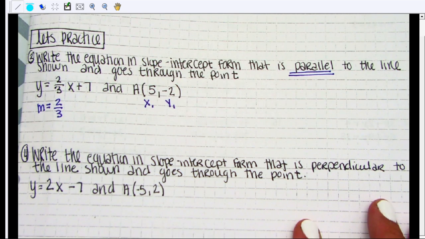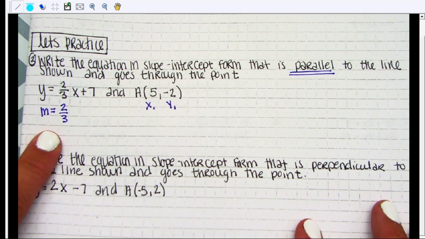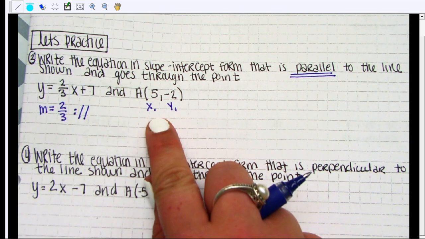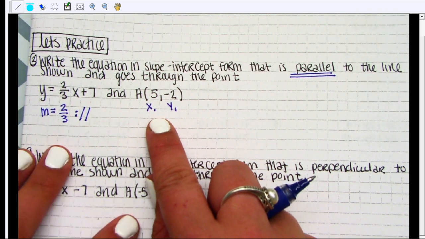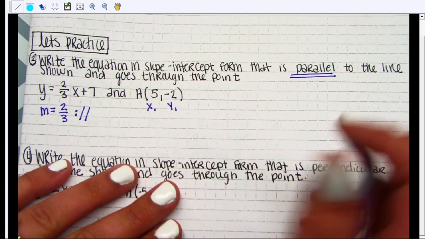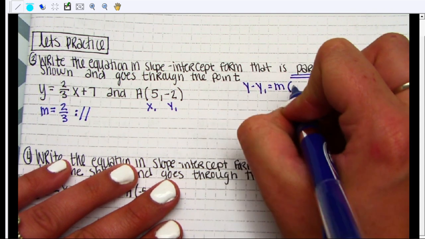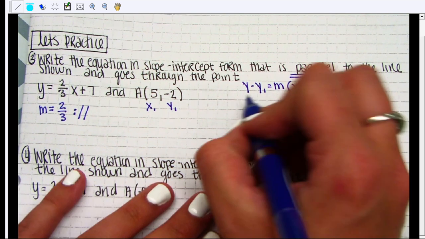So it's parallel, which means I don't have to change the slope. I keep it the same, which means my slope is 2/3 because I want it to be parallel. My A value is my x1, y1. Now I'm going to put it into point slope form. I cannot just automatically do slope intercept. You've got to work your way up there. So you have to start with y minus y1 equals m parenthesis x minus x1. We okay with that formula? We've done it a lot. Let's substitute. Y what?